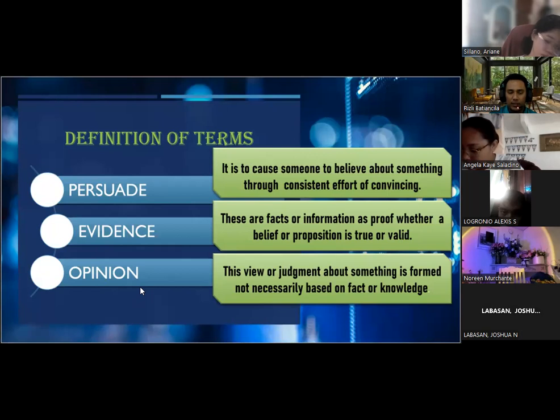And then meron pa tayong tinatawag na opinion. So opinion, this is a view or judgment about something, formed not necessarily based on fact or knowledge. This is just your thoughts, ideas. Okay, so hindi naman kailangan maging factual or anything, because this is just only your opinion. So just like what I mentioned, opinion will not suffice, unless backed up with evidences and factual information.